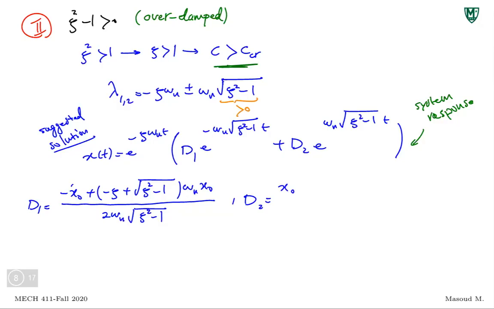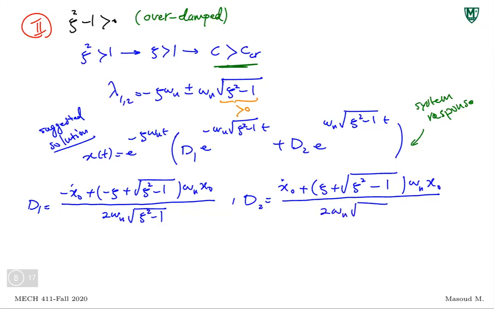And similar to that, but in this case just to get rid of the negative value, and I believe a negative value here, I have to double check these equations, but zeta squared minus 1 omega n x naught divided by the same denominator, 2 omega n square root of zeta squared minus 1.